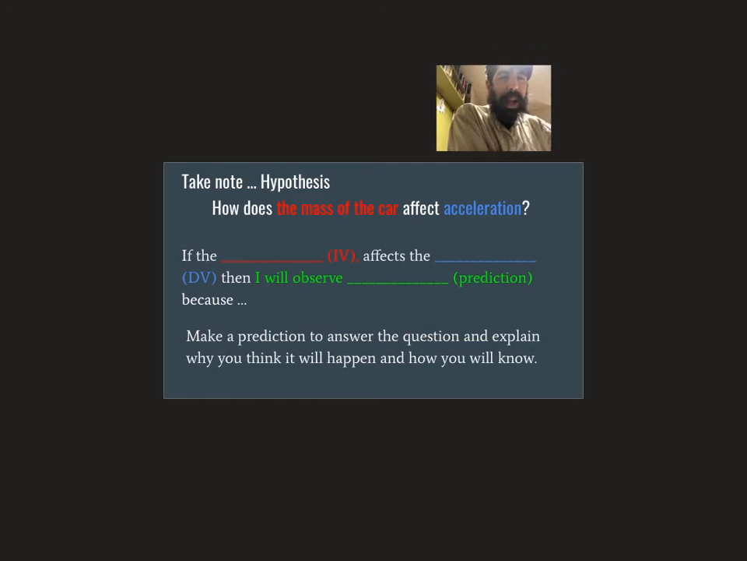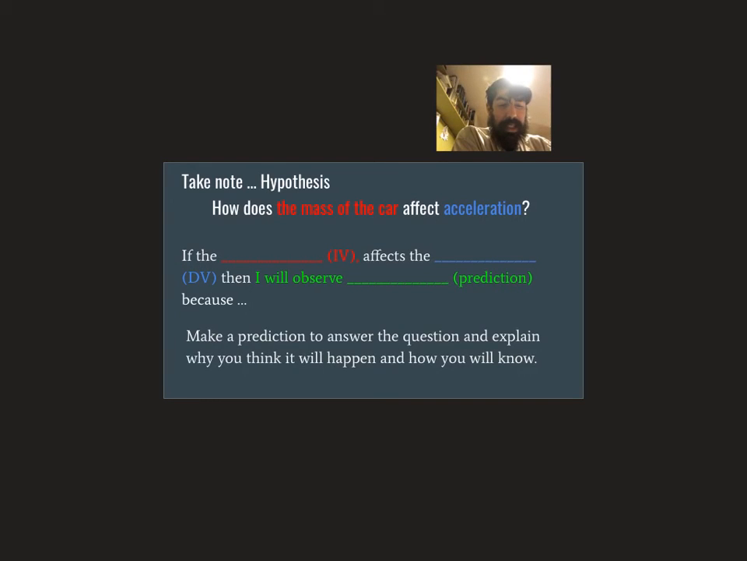Finally, I'm going to go back to my hypothesis. Remember the question, how does the mass of the car affect acceleration? Well, when I looked at my data, I saw the mass increased. And I thought that as the mass increased, it would affect the acceleration, because I would observe a decrease in acceleration when the mass increases, because it's hard to push heavier things.